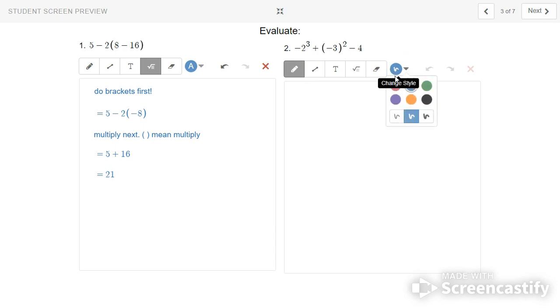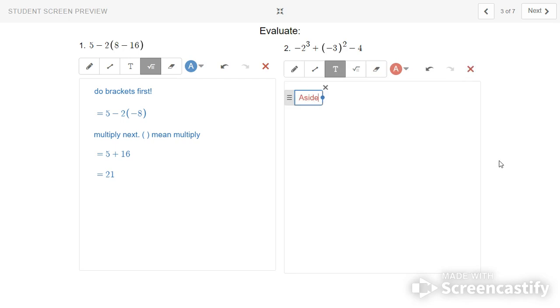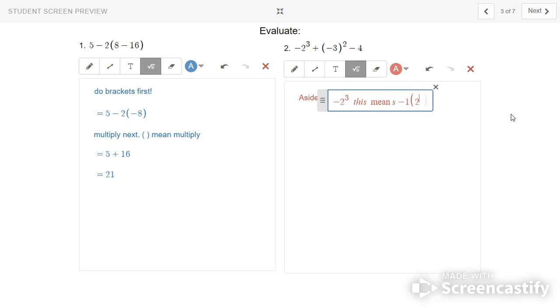Let's try another example. Before we start, I'm just going to talk about an aside. If I have a negative 2 to the power of 3, this means I have negative 1 times 2 to the power of 3.